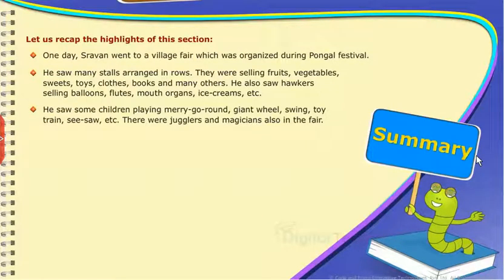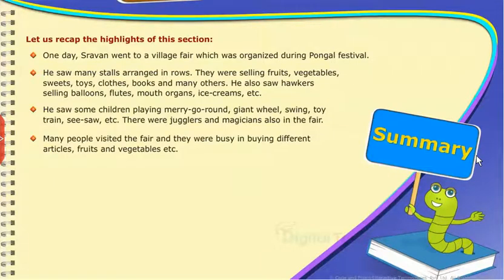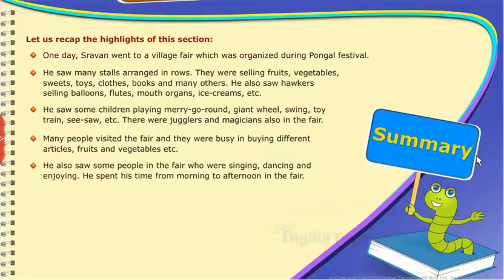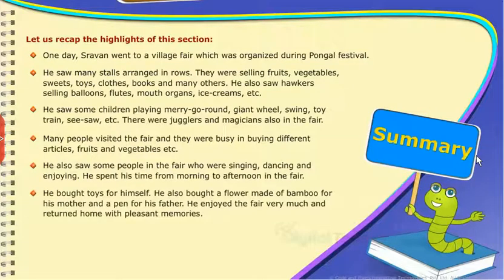There were jugglers and magicians also in the fair. Many people visited the fair and they were busy in buying different articles, fruits and vegetables, etc. He also saw some people in the fair who were singing, dancing and enjoying. He spent his time from morning to afternoon in the fair. He bought toys for himself. He also bought a flower made of bamboo for his mother and a pen for his father. He enjoyed the fair very much and returned home with pleasant memories.